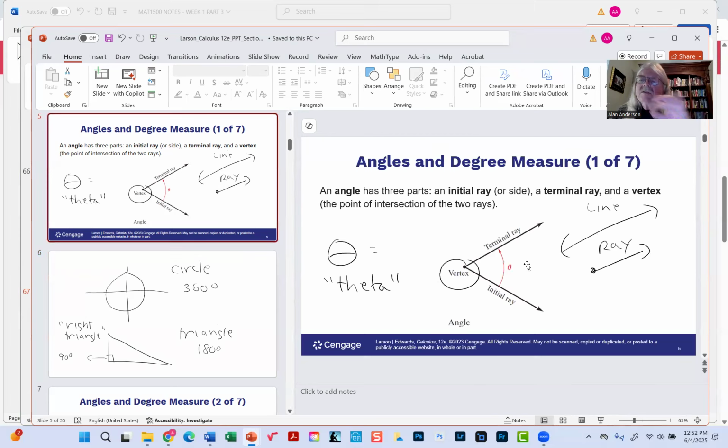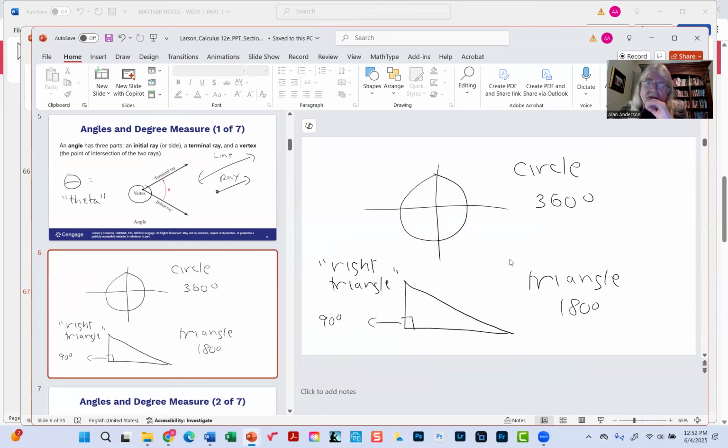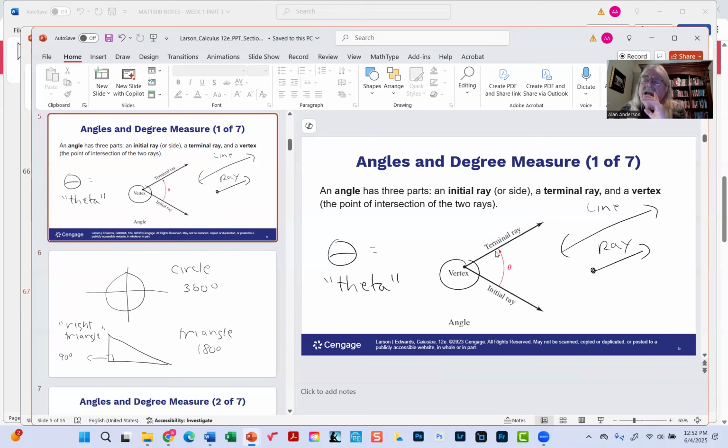So this angle is the proportion of the total circle that we've had to travel. So if that, for example, represents 1/4 of the total distance, then it must be 90 degrees. Okay, so that's how we have to think about it. The angle theta is the proportion of the circle that we've traveled to go from the initial ray to the terminal ray. You might remember too, we're going to discuss this in a few minutes. Angles can be measured as degrees or radians.